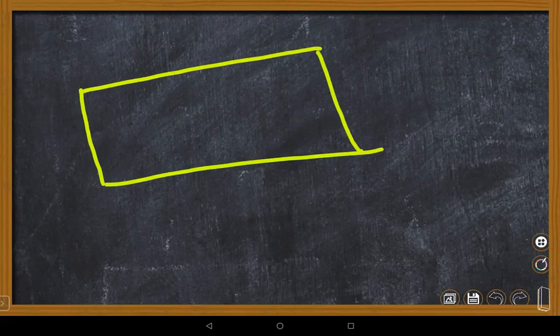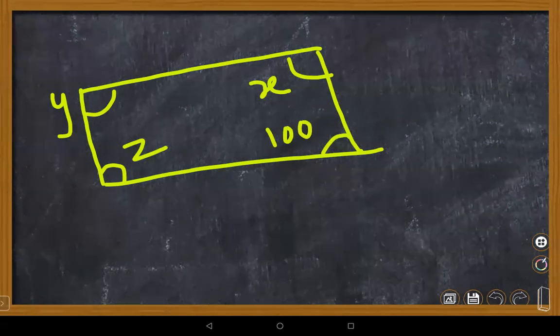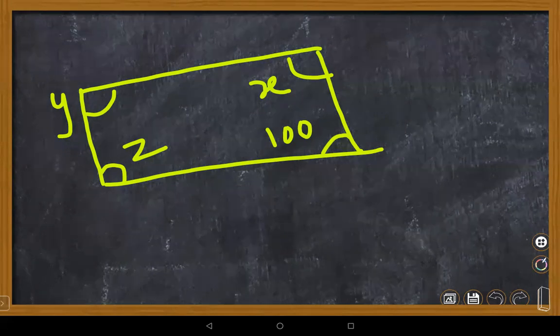Now this question should be answered by Ayush. Ayush Mishra, are you there? Yes, ma'am. I need to find out the values of x, y, z in this parallelogram. Can you give your properties? What are the properties you're supposed to use to find out the values here? Ma'am, opposite angles are equal.